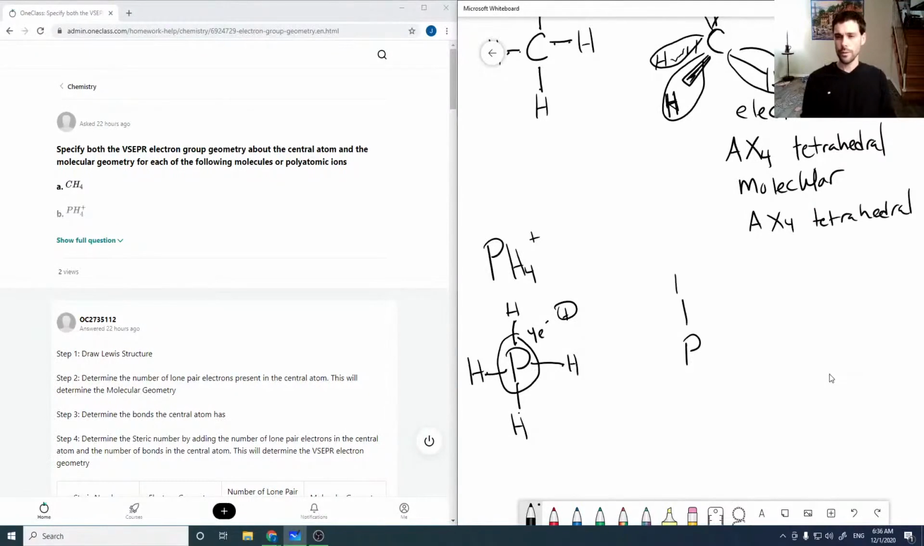So making this into our 3D structure, something like this. Our electron geometry is again AX4 or tetrahedral, and our molecular geometry is AX4 or tetrahedral.